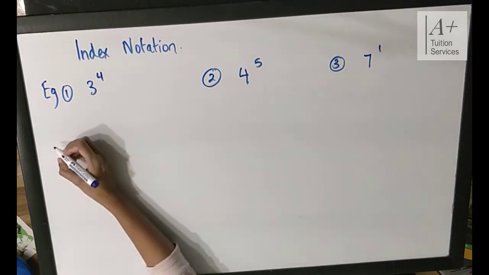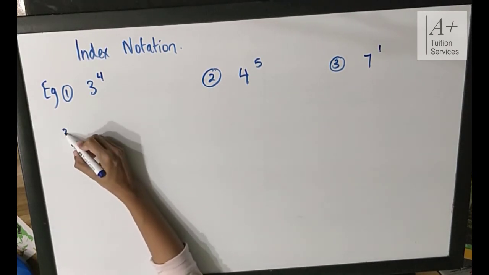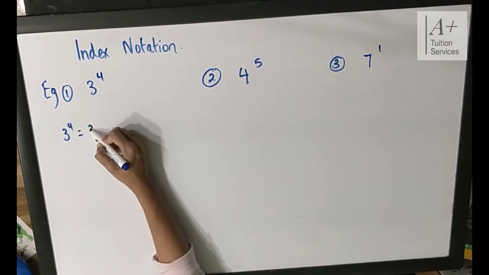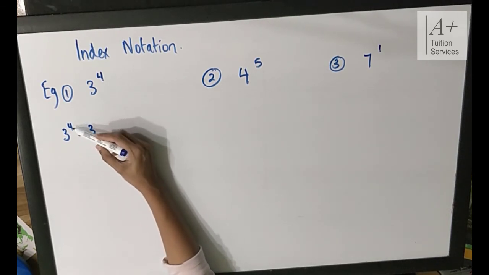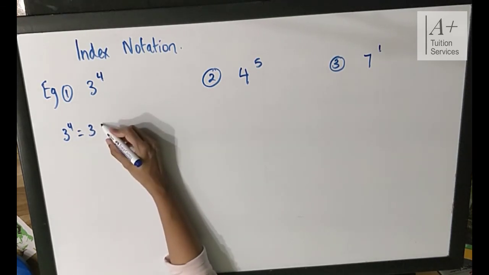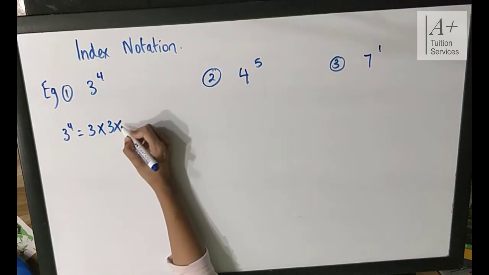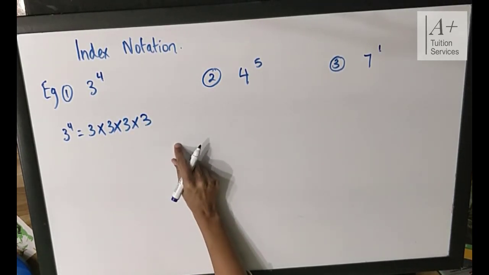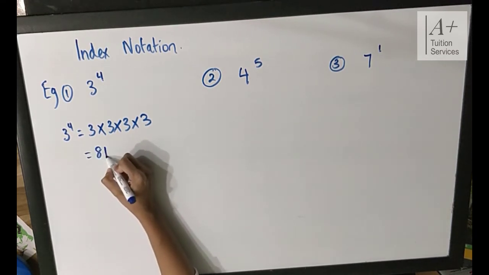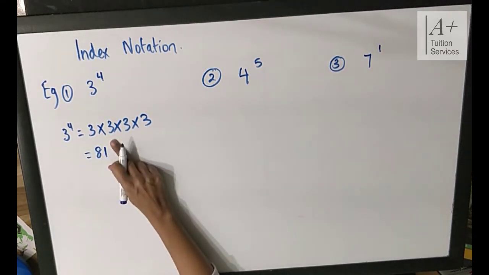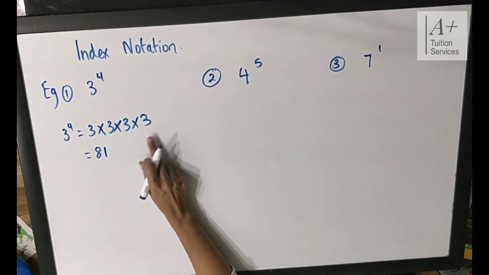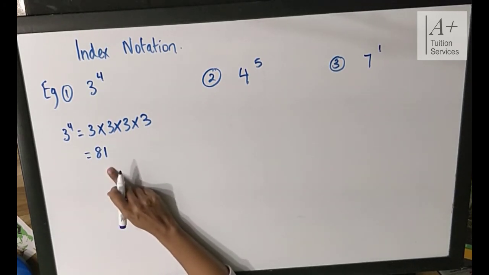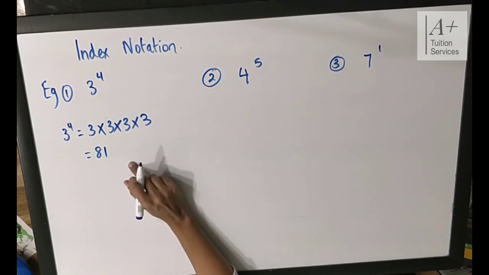So the solution for this one: 3 to the 4th power is equal to 3 multiplied by itself 4 times, because the index of the power is 4. So 3 multiplied by 3 multiplied by 3 multiplied by 3 will give us 81. 3 multiplied by 3 is 9. 9 by 3 is 27. 27 by 3 is 81. Okay? So this is the answer for that one.